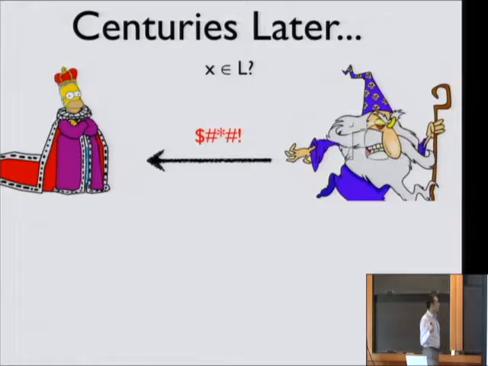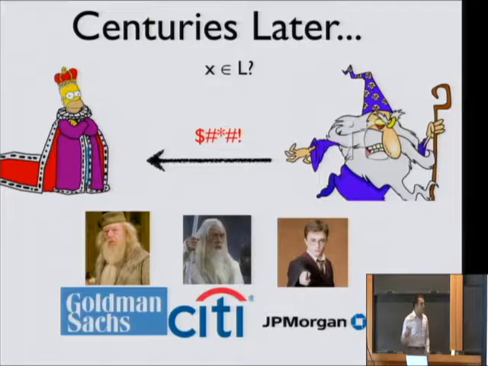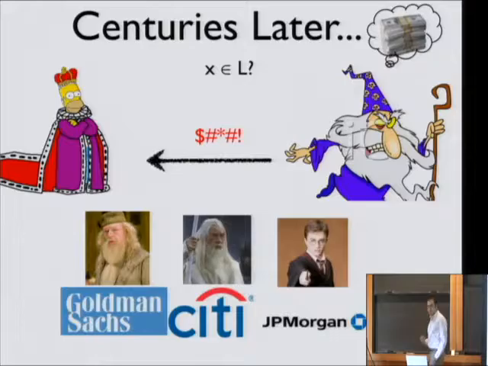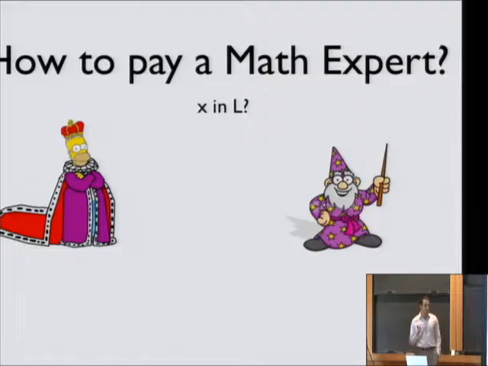And Merlin, after catching his breath, explains that all his friends from grad school, Dumbledore, Gandalf, Harry Potter, they all went to work for these Wall Street banks, and they're making a lot of money. And Merlin says, if you want me to keep proving theorems for you, you might as well pay me. You're a king. You're loaded with money. Fine. Proving will resume, and Merlin will get paid.